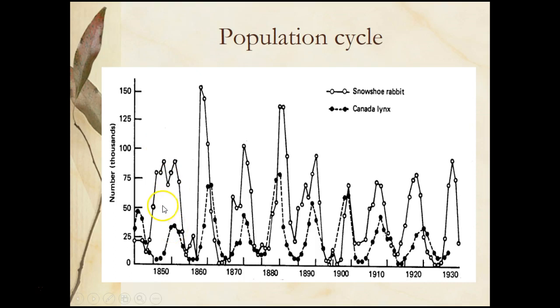Now, I should mention here, this graph is not a graph of the total population. It's a graph of how many animals were trapped. And that's indicative of if there's more animals on the landscape, there's more available to get into the trap. So it does follow the same pattern that you would have expected the total population to follow at that time. So we see here that as the prey species increases, there's a few years delay and the predator species increases, and then the prey declines and then the predator declines. Prey increases, predator increases.